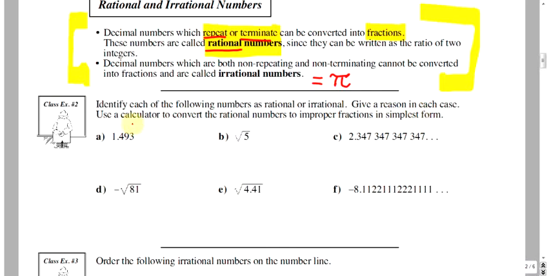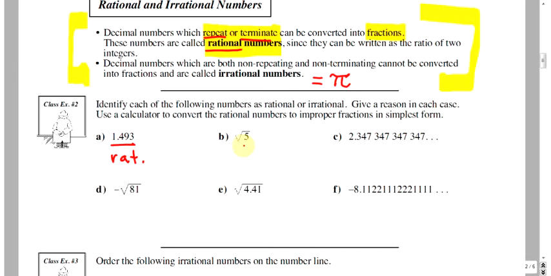Let's look at each one of these. Okay? I want to know if that's rational or irrational. How do I know if it's rational? If it repeats or terminates. Does it repeat? No. Does it terminate? Yes. It terminated. Therefore, it's rational. Okay? That's all you look for.